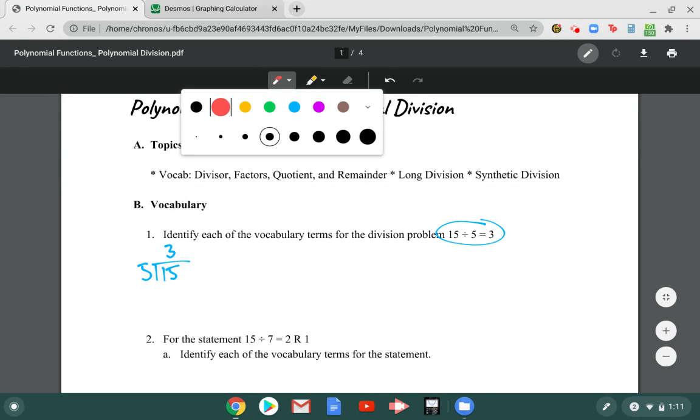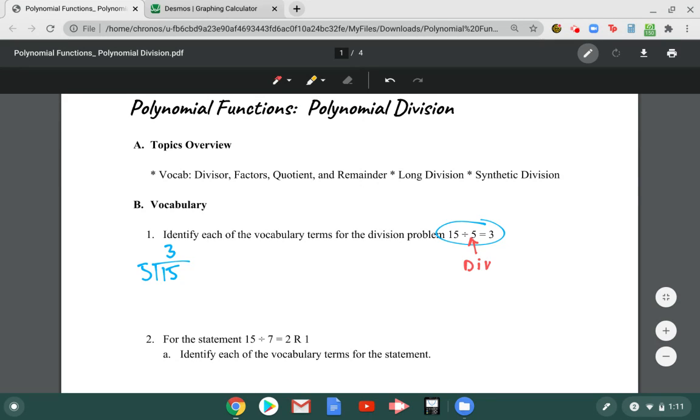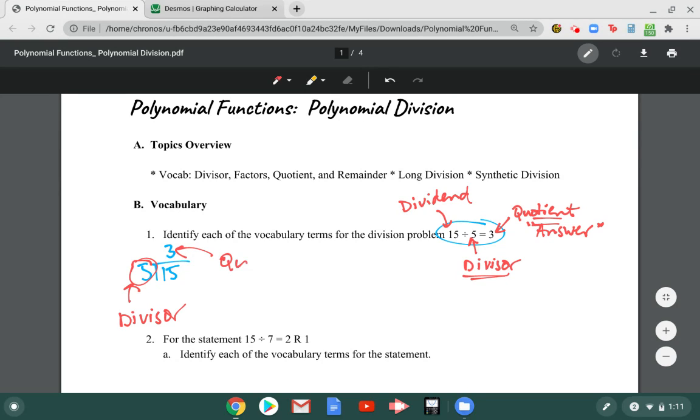So we call 5 the divisor. 3 is the quotient, which would be related to the answer. And 15 is called the dividend. We actually don't use the word dividend very much. So more importantly, I want you to pay attention to divisor and quotient. Okay, so 5, the number that goes on the outside here, is my divisor. And 3 is the quotient. There's no remainder here because it goes in evenly.